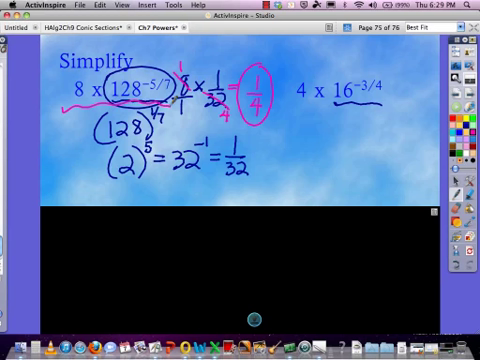The 128 to the negative 5/7 was our 1/32. But taking that and timesing it by the 8 simplifies it to 1/4.